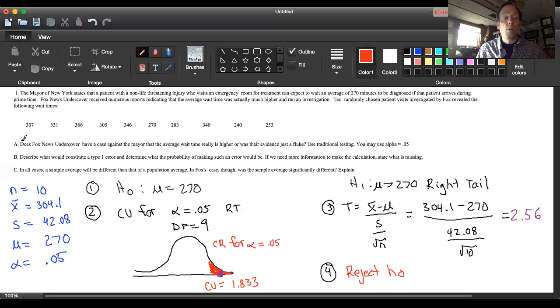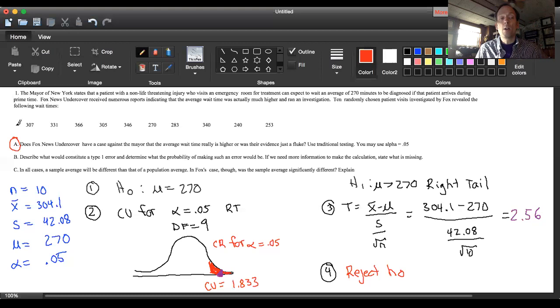So now that we know all this, let's take a look at question number A. Does Fox News Undercover have a case against the mayor that the average time really is higher, or was their evidence just a fluke? And our answer would be that yes, they do seem to have a case against the mayor. And for part B, describe what would constitute a type 1 error and determine what the probability of making such an error would be.